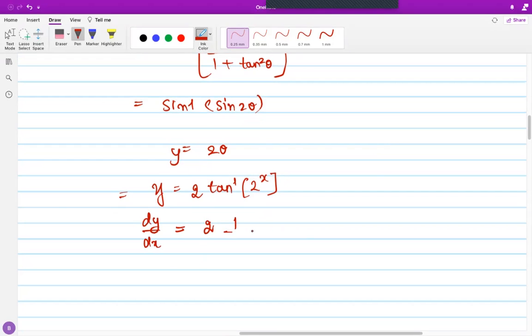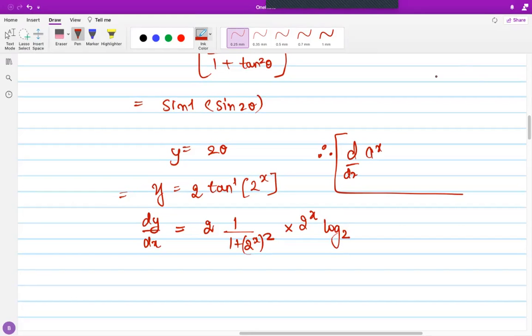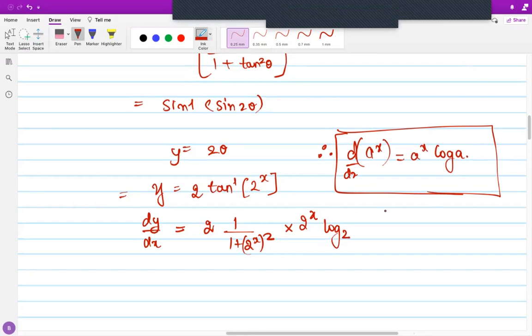Okay, 2 into 1 divided by 1 plus 2x the whole square. So differentiation of 2 to the power x, you have to do it. That is 2 to the power x into log 2. What is that formula? Differentiation of a to the power x. Students, remember this: a to the power x, like 2 to the power x, 3 to the power x, anything, is equal to a to the power x log a.